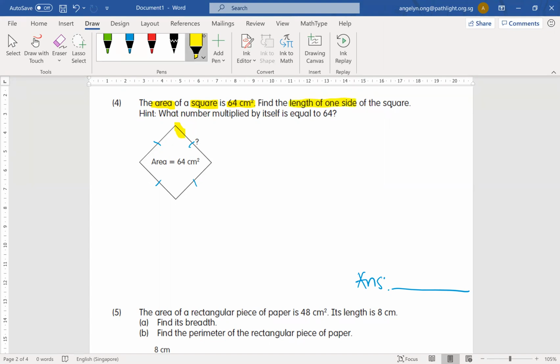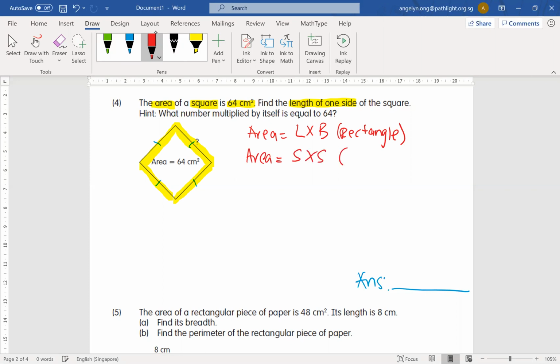So we need to find this one. Okay? Which is equal to this, which is equal to this, which is equal to this. Now, remember that for area, the formula is length times breadth for a rectangle. But because for a square, all four sides are the same, so we can actually write it as side times side. This is for square.